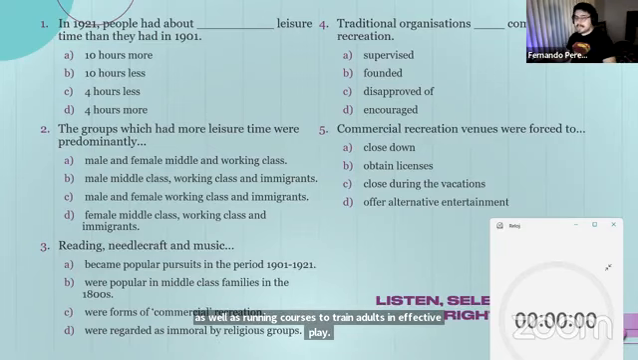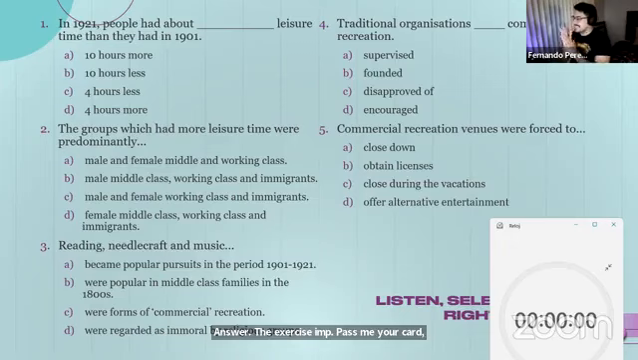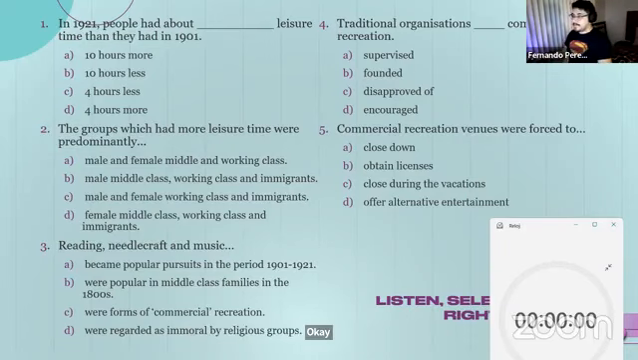Answer the exercise and pass me your card. Let's see what you got. So, we finished, guys. I expect your answers. Send them to me. Take your screenshot. And I have to run to the next class. Okay? See you later, guys.